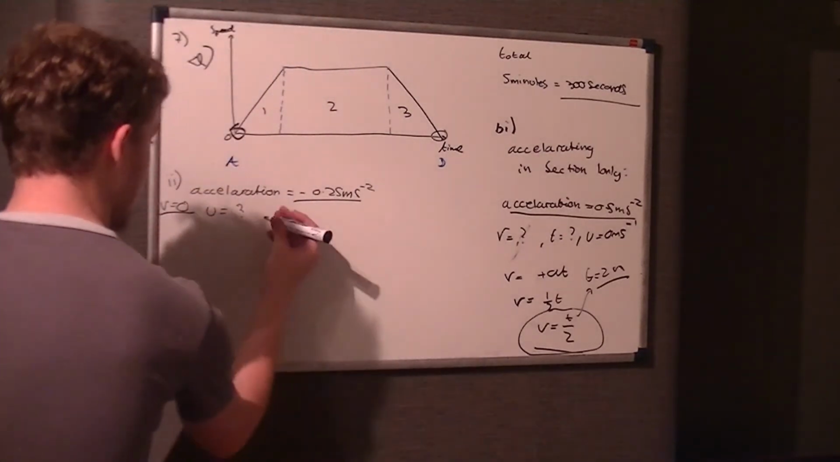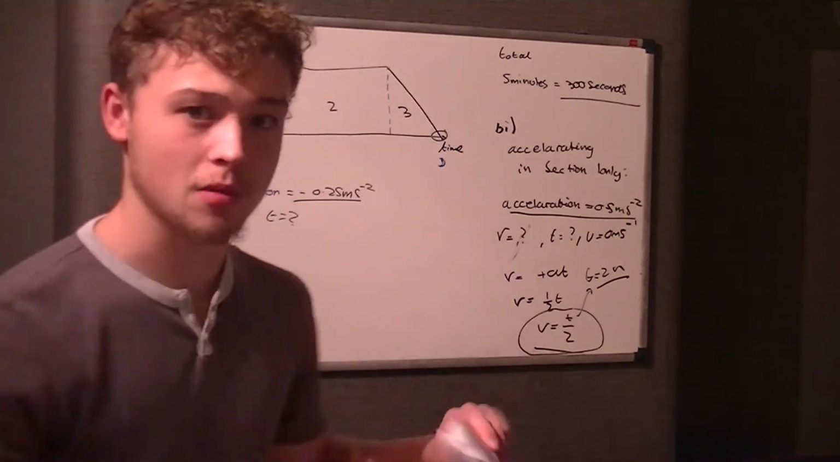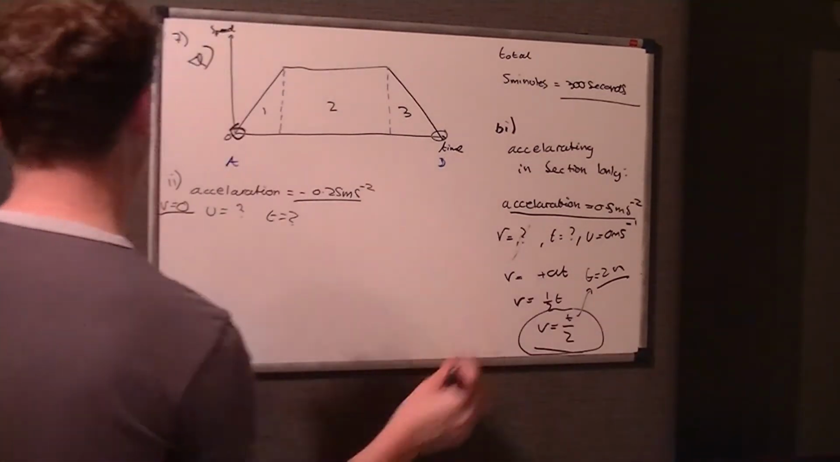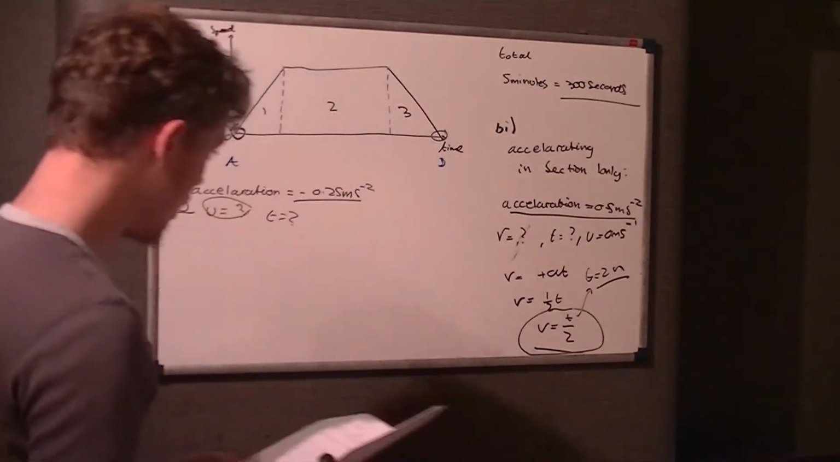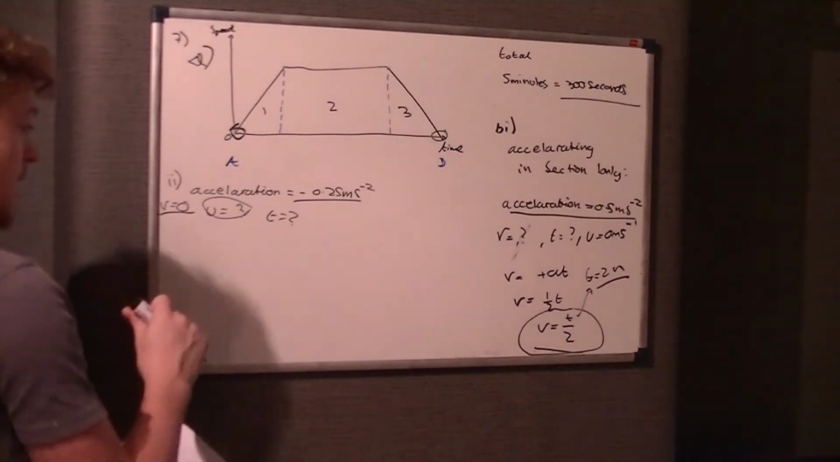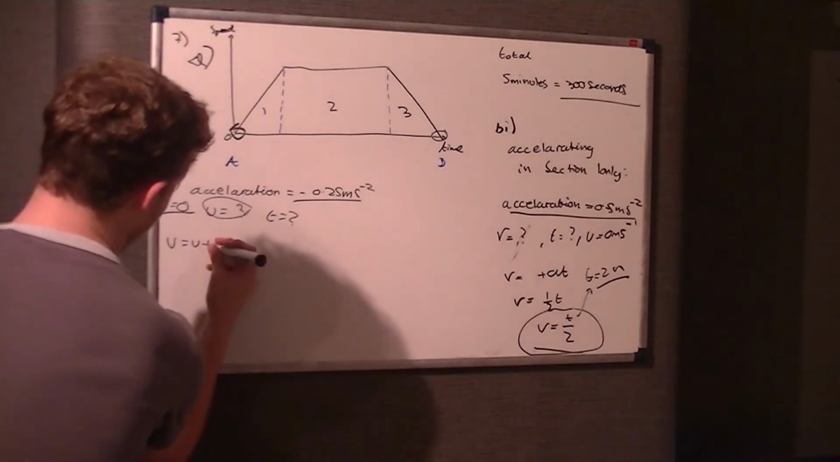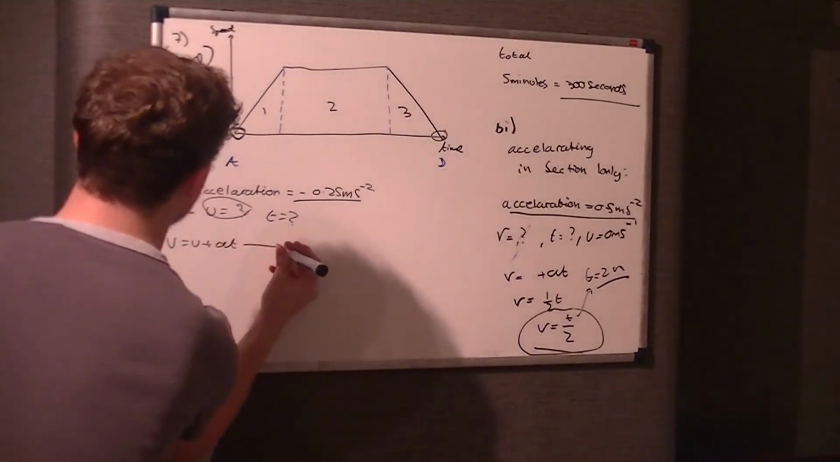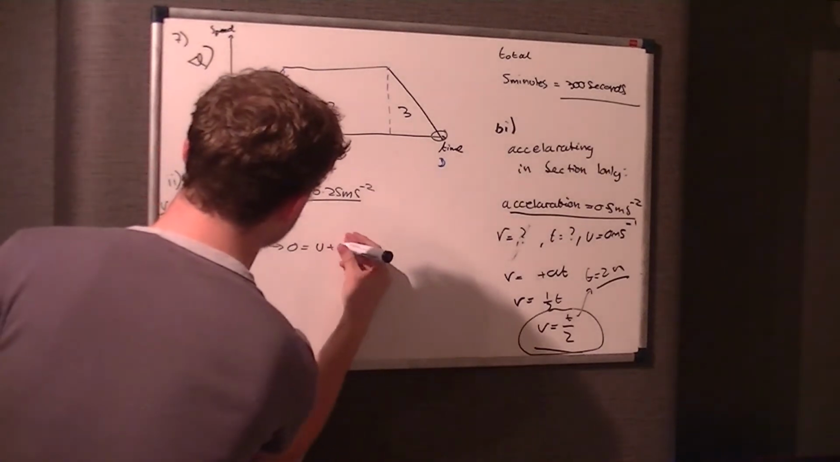And obviously we need to know T in terms of V, or some kind of speed. The only speed we have left is U, so it's going to be T in terms of U. That links V, U, A and T, and that's the equation we used before: V equals U plus AT. Subbing what we know, 0 equals U plus AT.